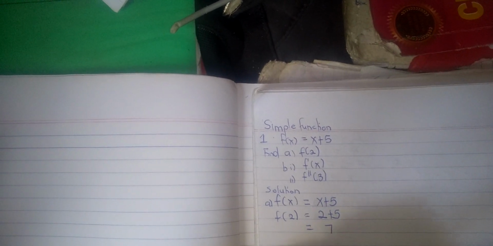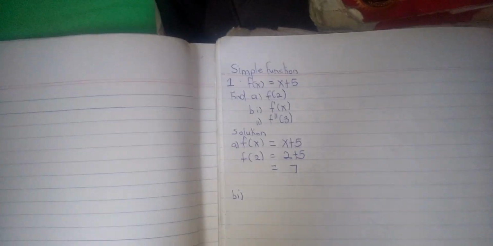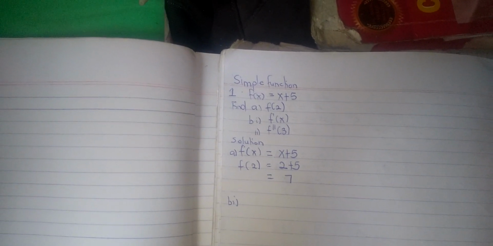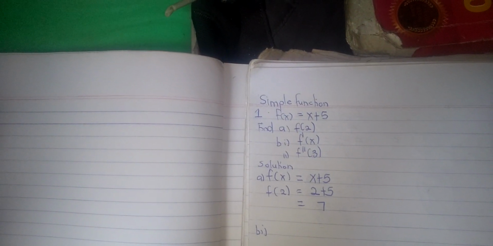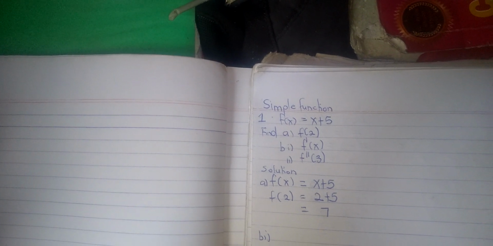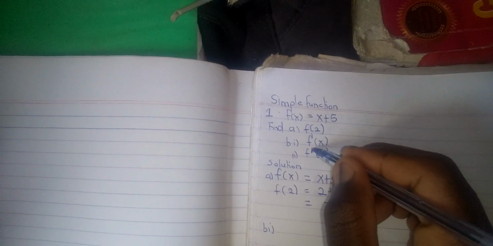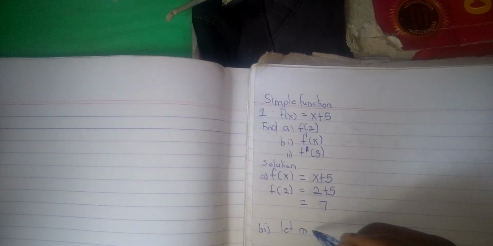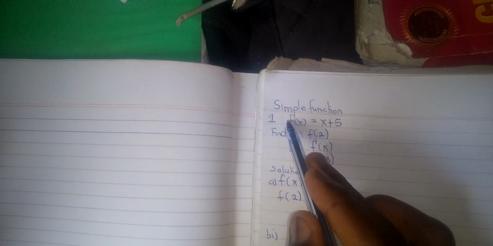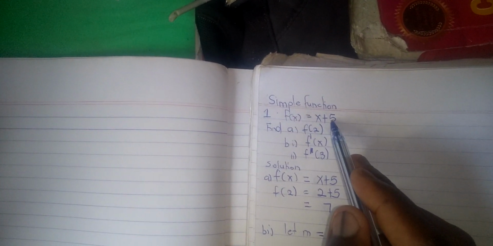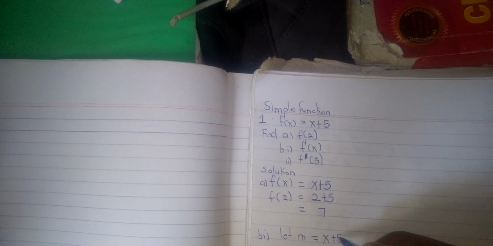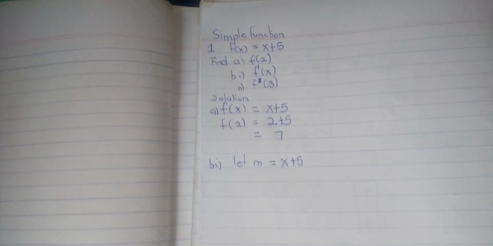Then Roman numeral number 1, they want us to find f inverse of x. How shall we really find the f inverse of x? Simple. If you want to find f inverse of anything, we shall just let any unknown. For example, I say let m equal to that very expansion given. We are using f of x equaling x plus 5. So I will let m equal to this function, which is x plus 5. Our intention of letting is that we want to make x the subject of the formula.